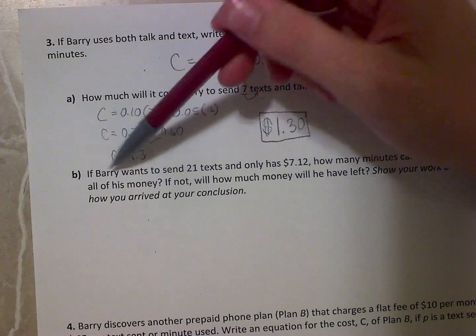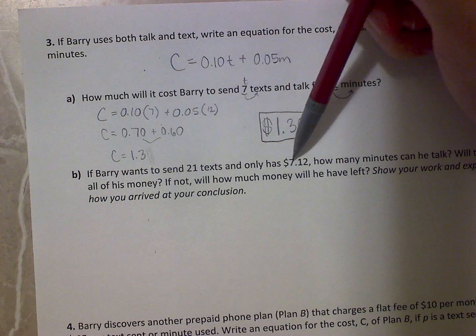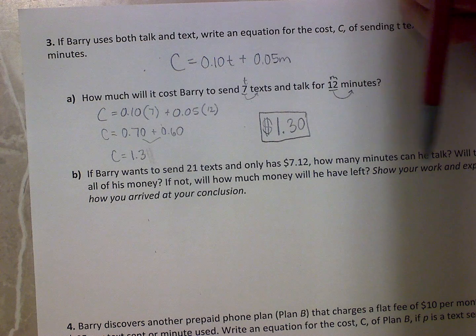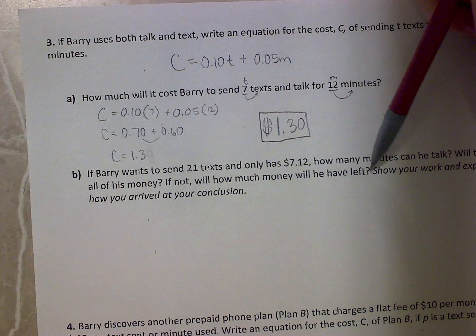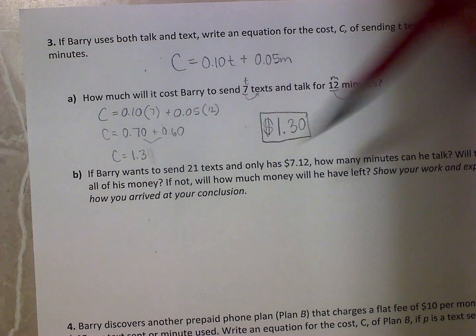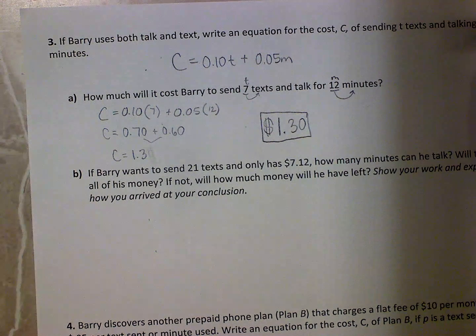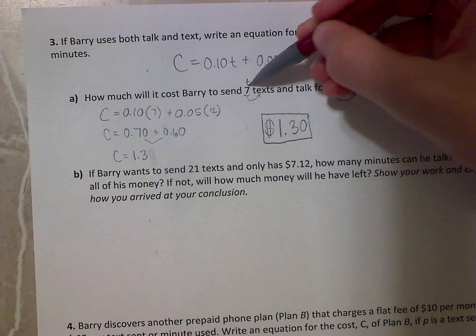Next question. If Barry wants to send 21 texts and only has $7.12, how many minutes can he talk? Will this use all his money? If not, how much money will he have left? Show your work and explain how you arrived at your conclusion. Okay, this is a way more complicated problem. So let's start by using this strategy.